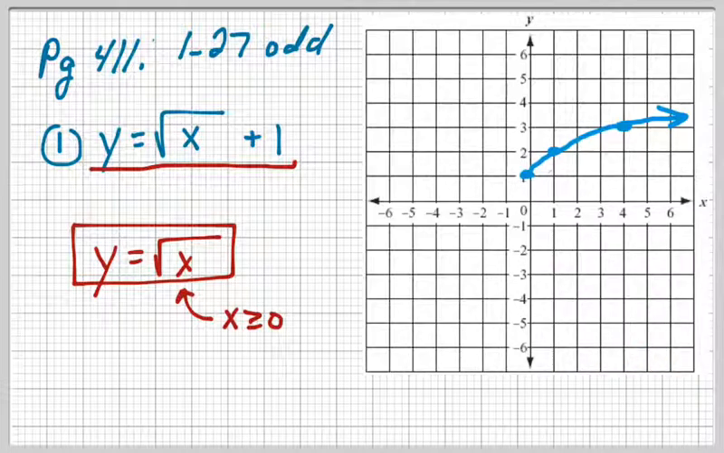Now, they don't ask us for domain and range, but we can certainly look at the graph and say our domain is all x's that are greater than or equal to 0. And we can say our range in this case would be all y values. The lowest y value we have is 1, so it's all y values greater than or equal to 1.